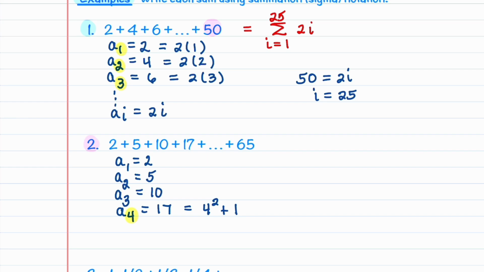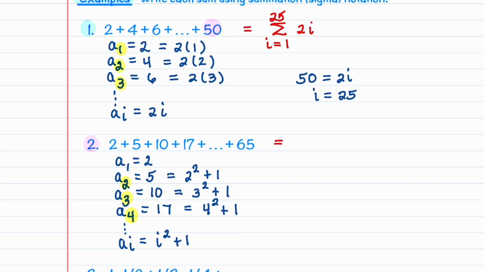4 squared is equal to 16, so we can think of 17 as 4 squared plus 1. We're just taking a guess, and let's see if this pattern holds. Let's look at A3. Can we write 10 in that same way? Can we write 10 as 3 squared plus 1? We can. Okay, this is great. The pattern's holding. Let's look at A2. That is equal to 2 squared plus 1. So we're good. That means that a sub I is equal to I squared plus 1.